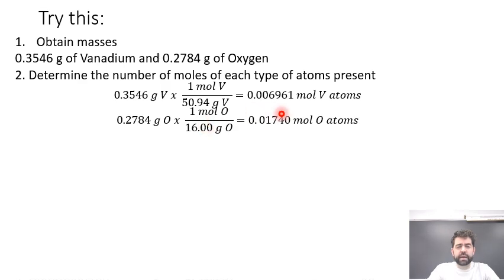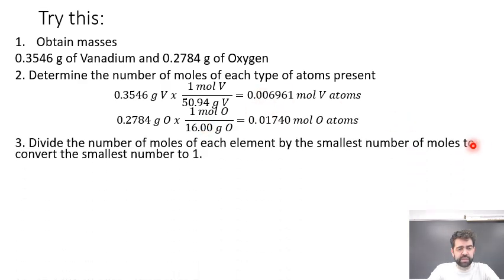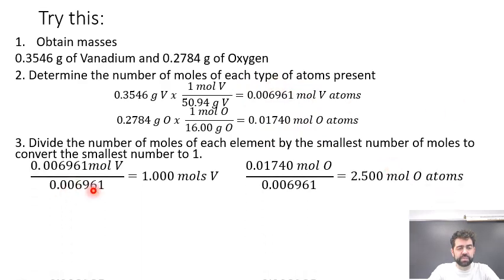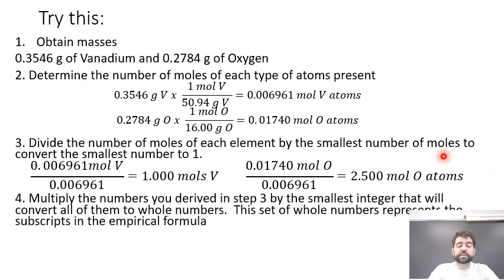Now, again, I'm paying attention to the smallest. Divide the number of moles of each element by the smallest number to convert the smallest number to 1. Here's my smallest number. I divide both of those by the smallest number. Obviously, a number divided by itself is going to equal 1. And the bigger number is going to equal 2.5 in this case. So again, divide both of them by the smaller number. I'm trying to figure out what the ratio is.